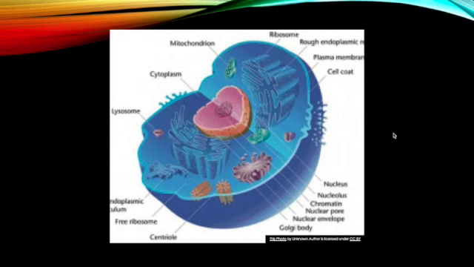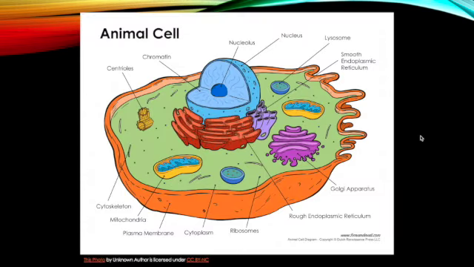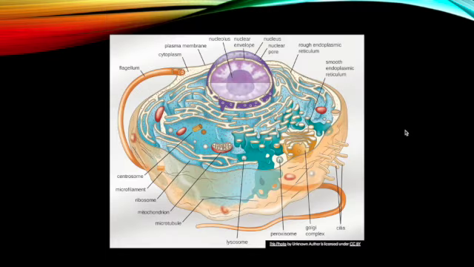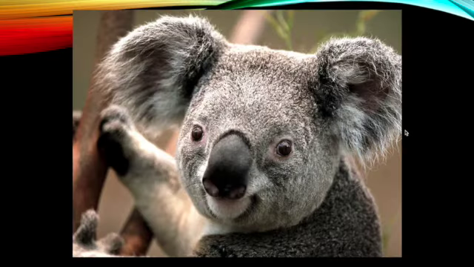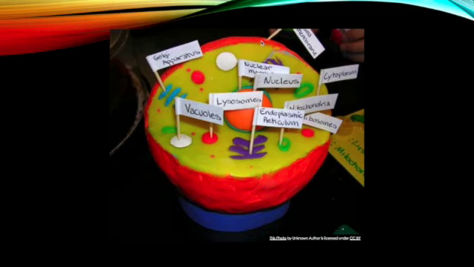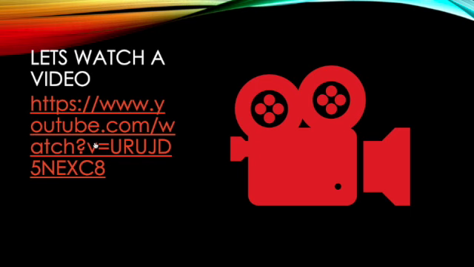I'm just showing you a few images of the animal cell. You're going to see it looking like this, just like our assignment from yesterday. Another animal cell here. And these are from our friendly creatures, the animals, right? So here's a little koala, a wolf, and this is all kind of focusing on the cell and all the little different parts that are microscopic. And I have another video for us to watch. So let's get started with that.